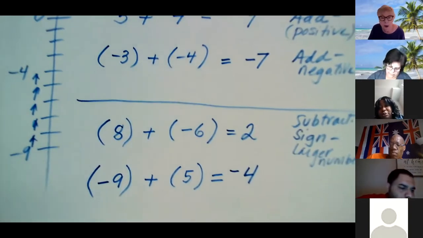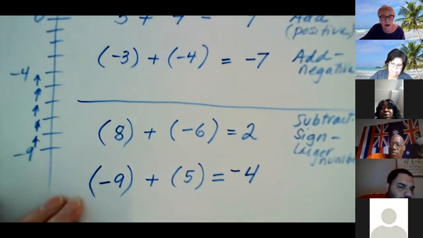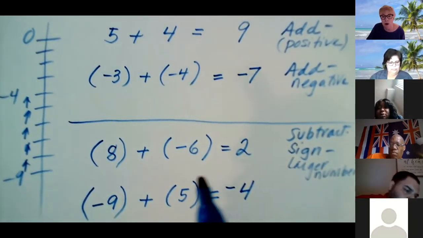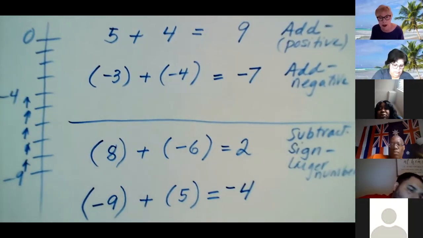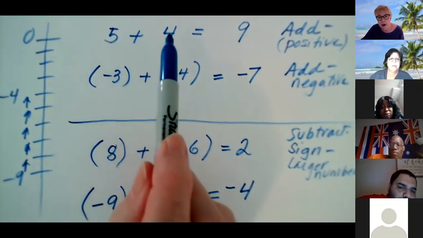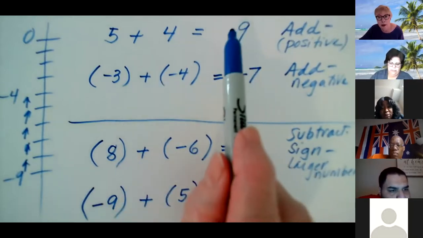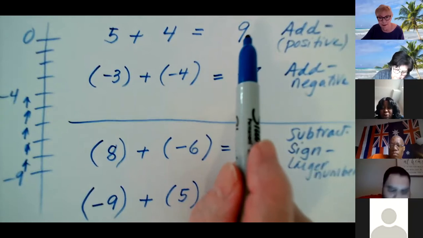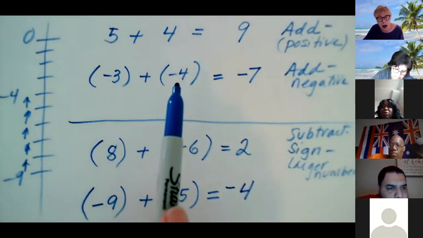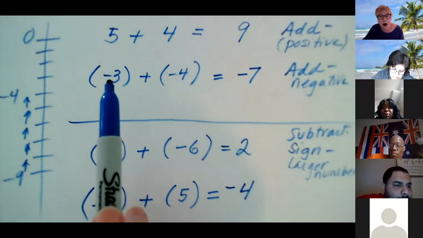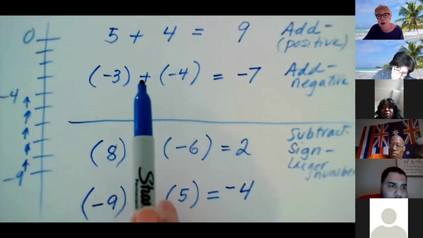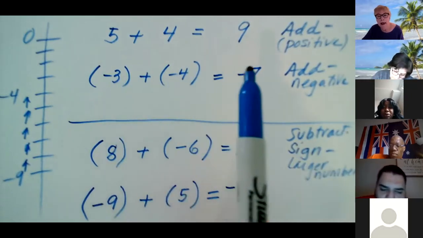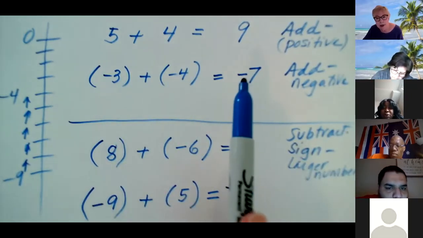So some people like rules. I like thinking about money or something. But if you like the rules, here are the rules in one slide. If the numbers are the same, both positive, you add them like normal. If they're both the same sign, but they're both negative, you're going further and further negative. You actually add them, the absolute values, 4 and 3, and then you take the sign, it becomes negative.